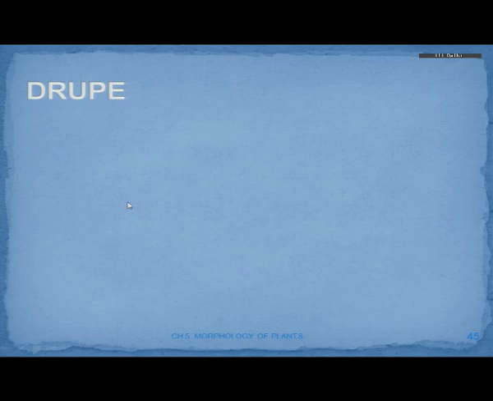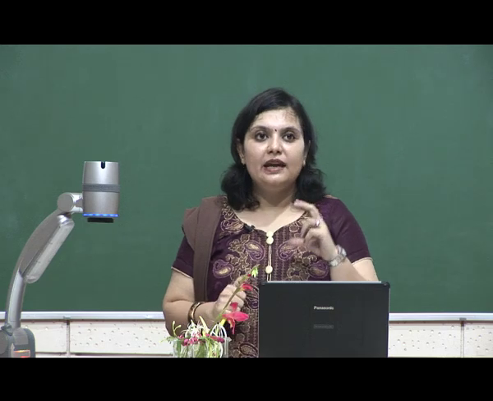Now depending upon the composition of the three layers of the wall, we consume different layers of the fruits. For example, in mango, the epicarp is that covering, the peel that you throw away for the herbivorous animals to eat, and mesocarp is the pulp that you consume. Endocarp is the innermost hard layer that is present inside the mango fruit.